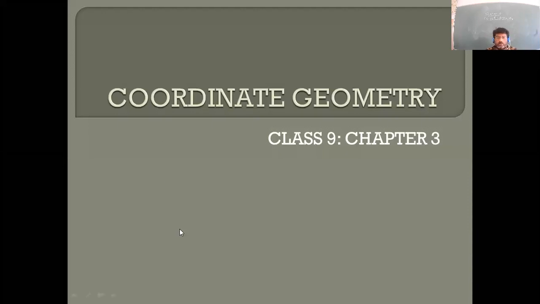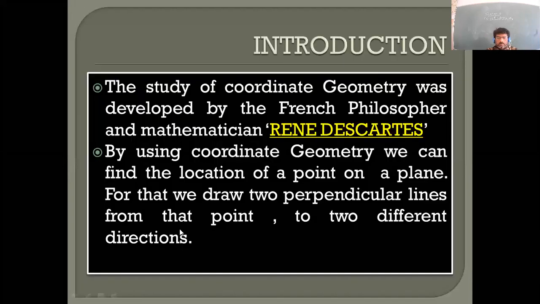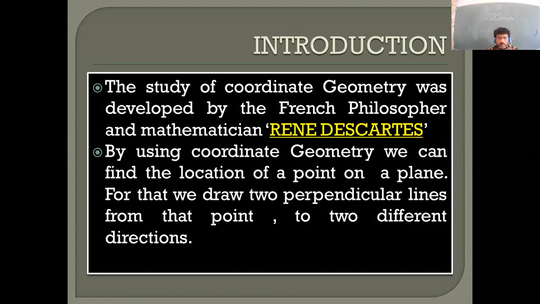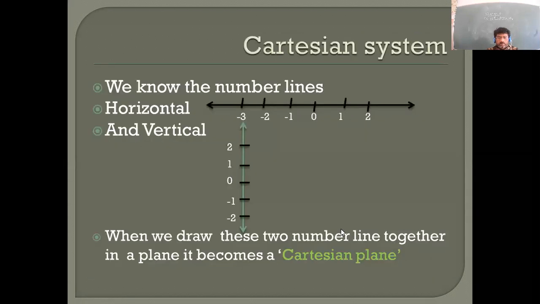The chapter name is coordinate geometry. The study of coordinate geometry was developed by the French philosopher and mathematician René Descartes. By using coordinate geometry, we can find the location of a point on a plane. For that, we draw two perpendicular lines from that point in two different directions.